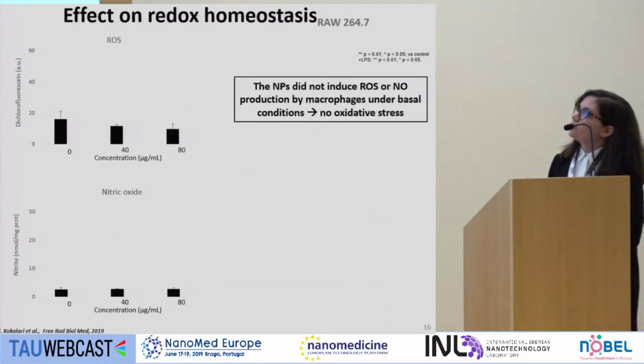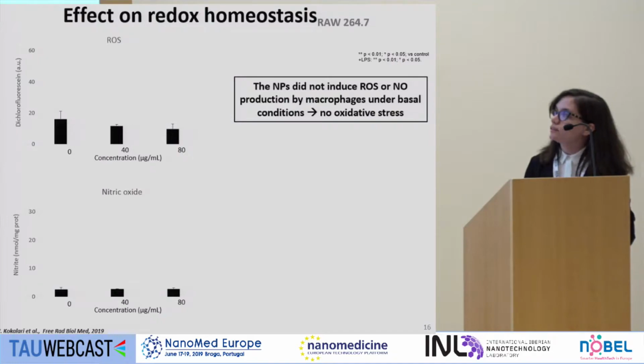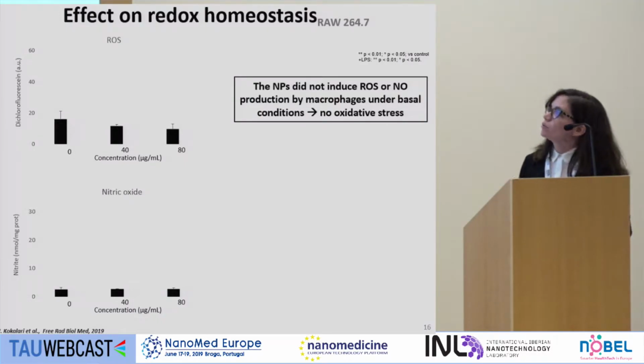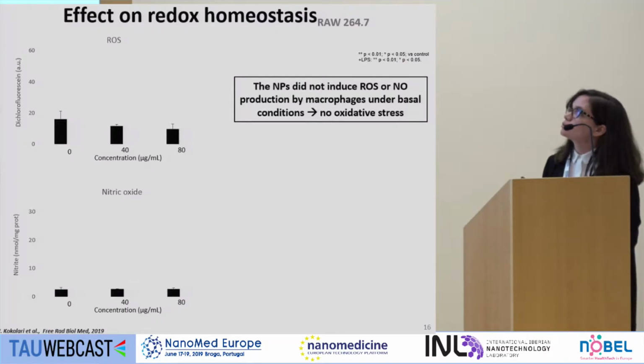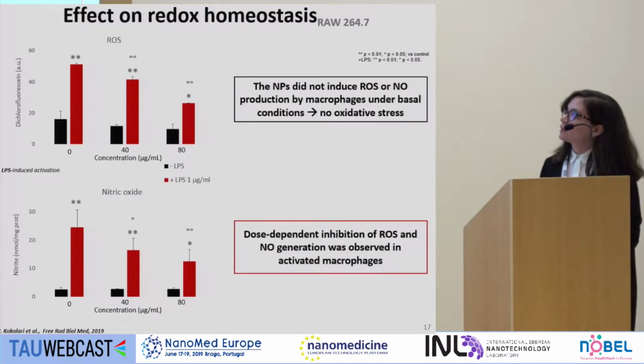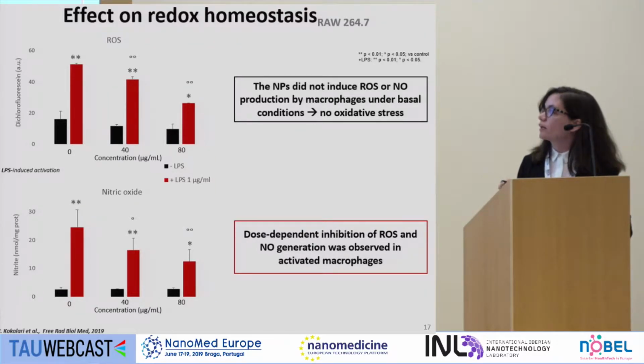We moved forward and evaluated the effect of carbon nanoparticles on redox homeostasis in macrophages by evaluating the level of ROS and also nitric oxide. And we found that nanoparticles did not induce ROS or NO production by macrophages under basal conditions. More interestingly, we found that the nanoparticles are able to induce dose-dependent inhibition of ROS and NO generation when incubated with activated macrophages.